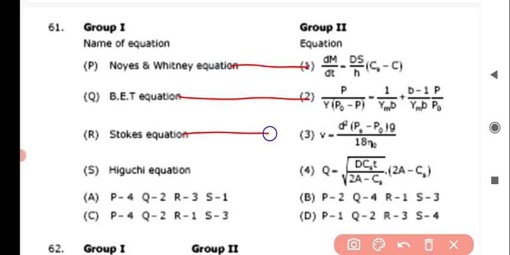Then Stokes equation is equation number 3, the correct answer is option 3: V is equal to d square bracket ps minus p naught g divided by 18 n naught. The next one, the Higuchi equation, the correct answer is option number 4, that is Q is equal to under root D Cs t divided by 2A minus Cs whole into 2A. So option D is correct for this question.